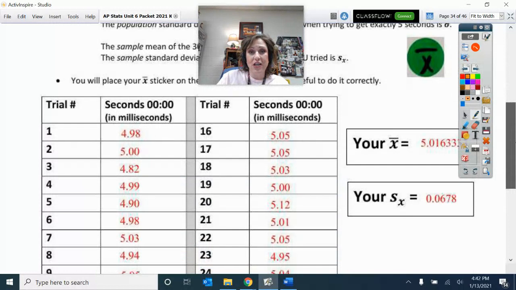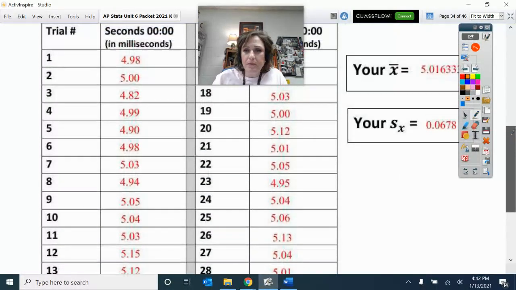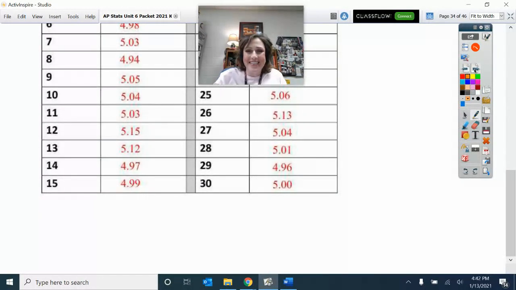Here we go. I did this the other day. I went ahead and even though I had done it in past years, I had lost that data. So I redid it. And I was pretty pleased with myself. Here's how I did. I put all of those in there. And I had a sample mean of 5.02. When I rounded, when I put it on the chart, I'm going to put it on there as 5.02. My sample standard deviation is here. Now that's not going to play into our computing. We're really just going to need to know our X bar because that'll be a sticker that we're going to put on the chart. Okie dokie. So let's see how you did.